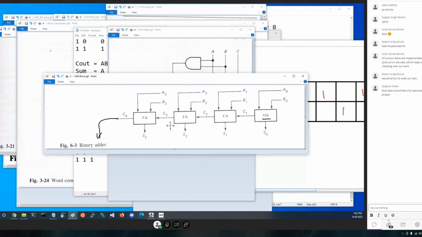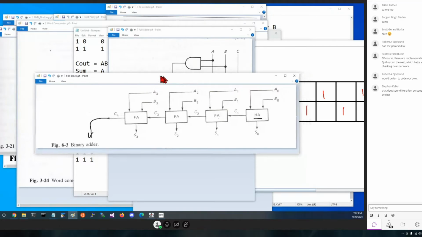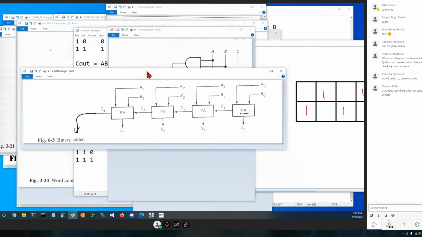Okay, now if we were actually going to be building this inside of a microprocessor, there is one enhancement we could make to it, which would make it more useful to us. And that would be basically, let's turn this right guy into a full adder, which means he's going to have a carry coming in.